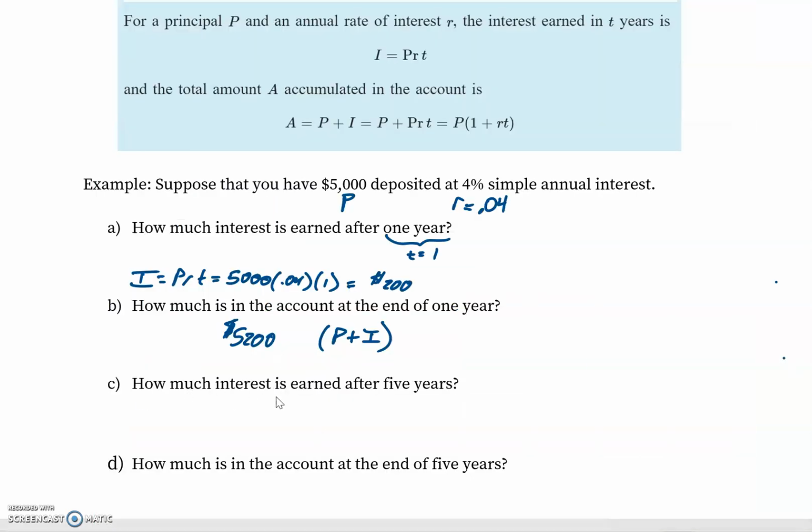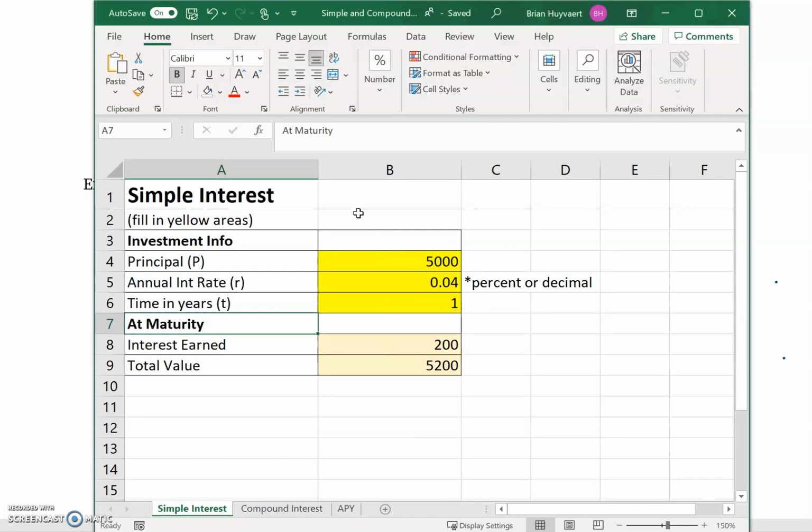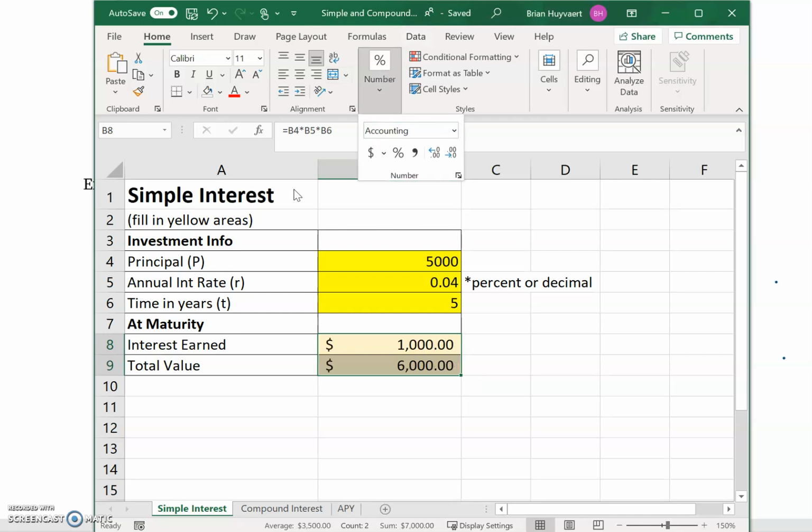In part C, we say, well, how much interest is earned after 5 years? So let's say we kept it in there for a while. Now, of course, the only thing this is really changing is that T equals 5 instead of 1. And this, again, is the nice thing about our template here. If I want to keep the principal and the rate the same, all I got to do is change the time. Okay, just going to hit 5 and then enter. And now we see we earned $1,000 in interest and our total value is 6,000. And these guys actually, let me tack on the thousands here so that if we do have something with dollars and cents, then we could adjust accordingly.